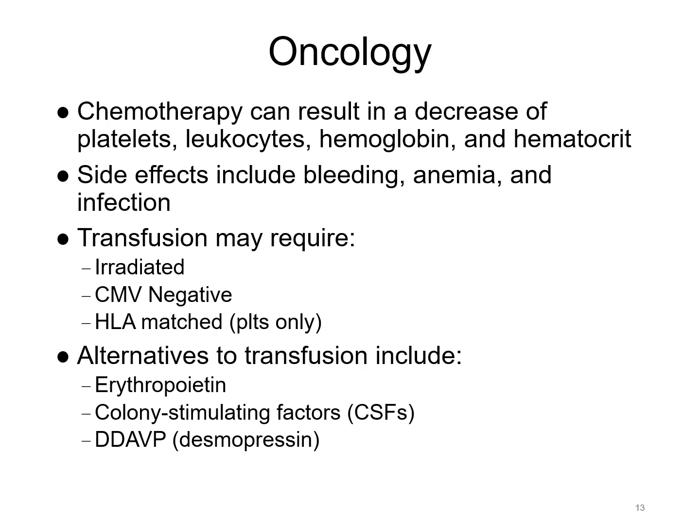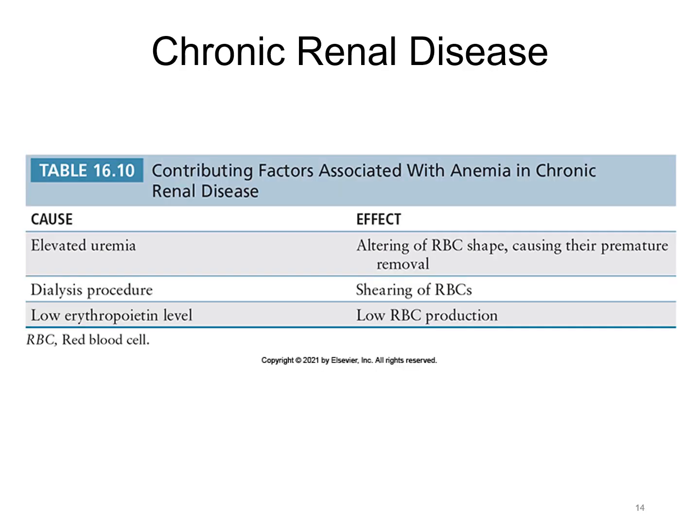Now, there are some alternatives to transfusion, and these include your EPO, your colony stimulating factors, as well as DDAVP, which is going to help with that von Willebrand's factor that patients may need. Now, a lot of times patients that have chronic kidney disease and that are on dialysis will require transfusion. They'll usually do this while they're actually in the dialysis procedure.